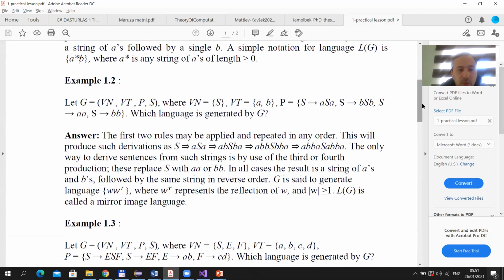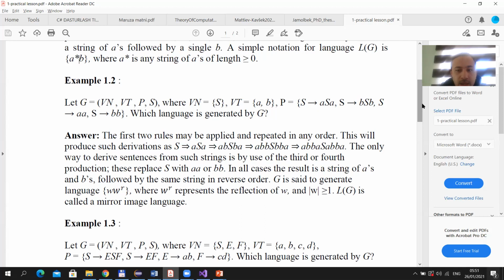So exercise number 2. Let G be defined again the same way, where Vn is the set containing S and Vt is {A, B}, but the rules are a little bit different now. S goes to ASA, S goes to BSB, S goes to AA, and S goes to BB. Which language is generated by G?